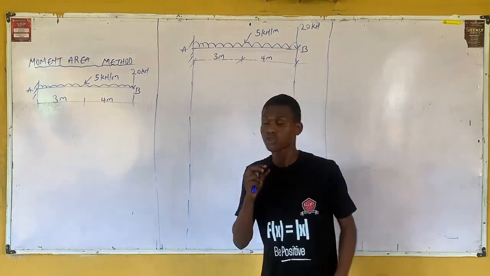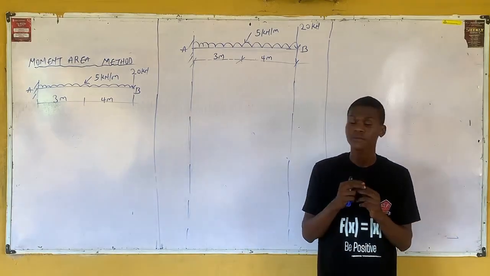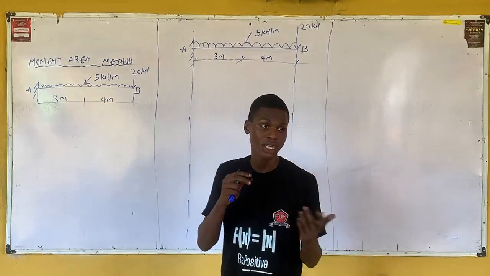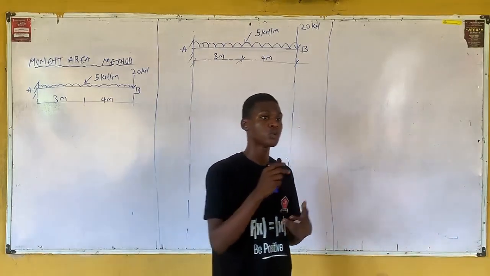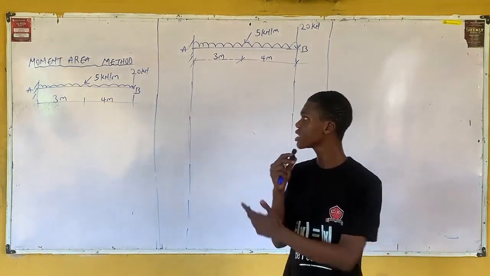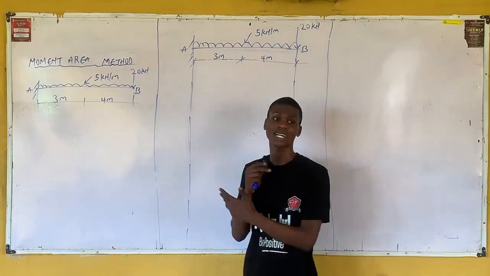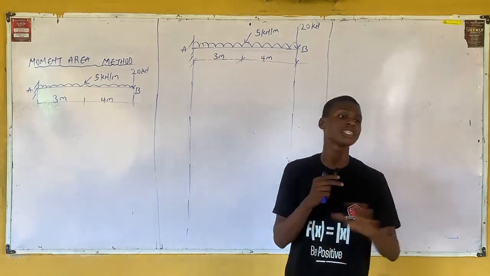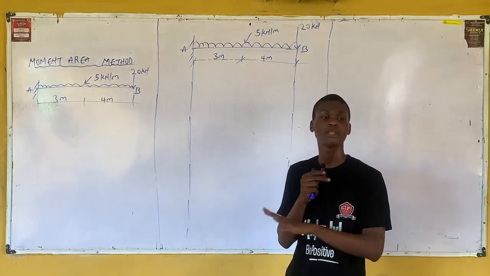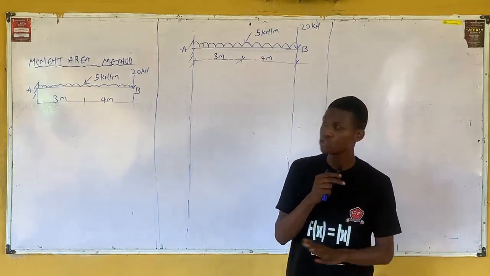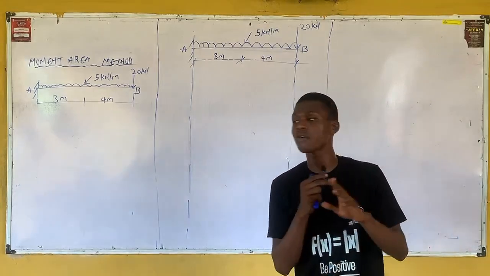The third example on moment area method. So far we've dealt with several examples on moment area method, which was under cantilever beam. This same example, we still have it under cantilever beam. We said we have different scenarios for our slope and deflection when it comes to cantilever beam using moment area method. So we've done the first two.